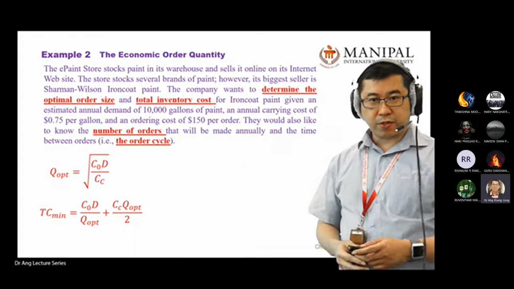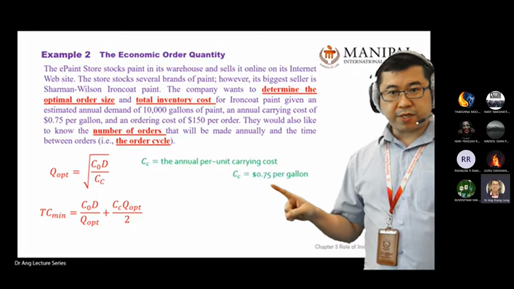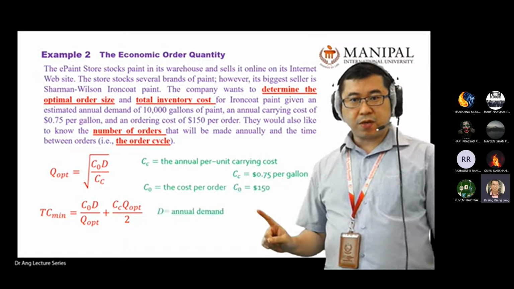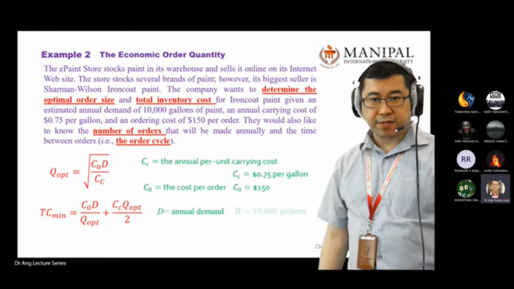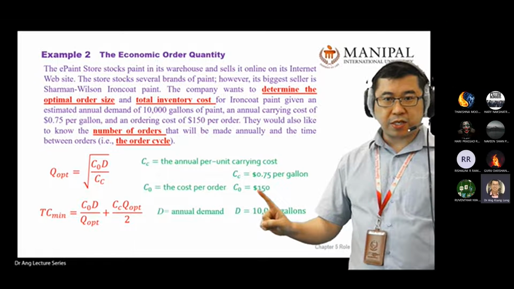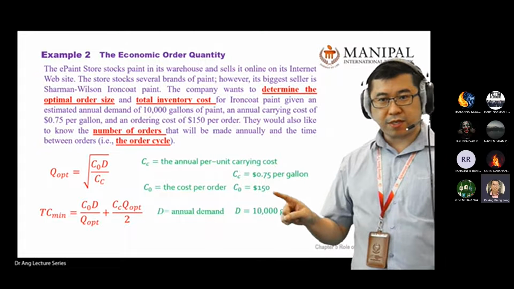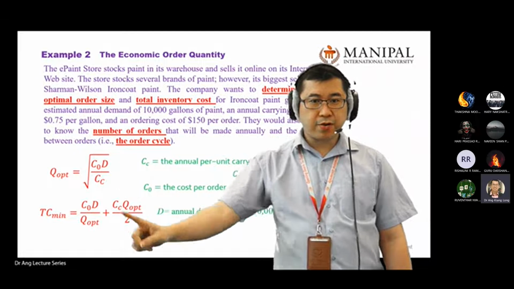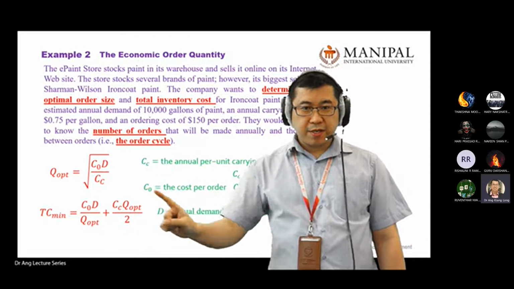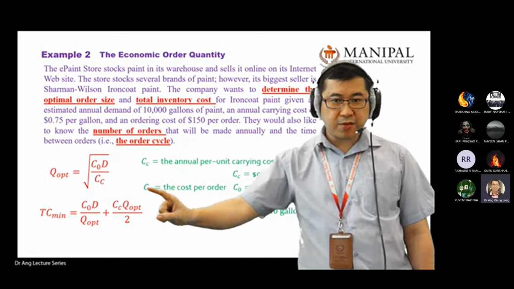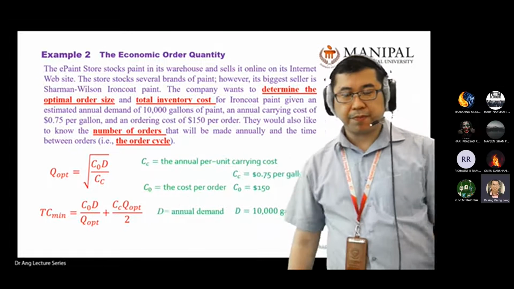Just now I already told you which one is which one. So CC is 0.75, CO is 150, demand is 10,000. So you have CC, CO, and D. Substitute this into here. Press square root. You can find your QOP. After QOP, substitute QOP here. CO you have, D you have, CC you have, QOP you calculated. You can find your minimum total cost.